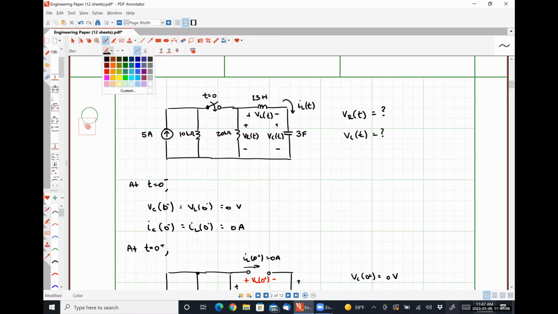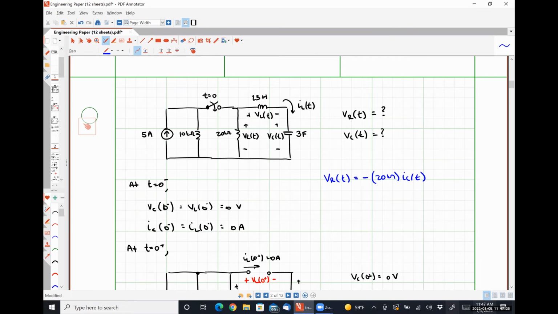Okay, write that in blue here. I'm saying VR of T is just negative 20 kiloohms times IC of T using Ohm's law.